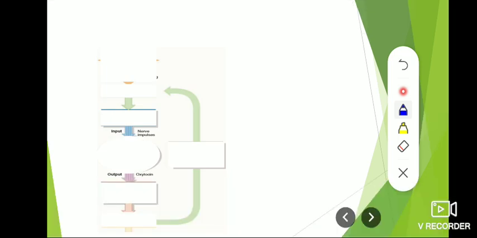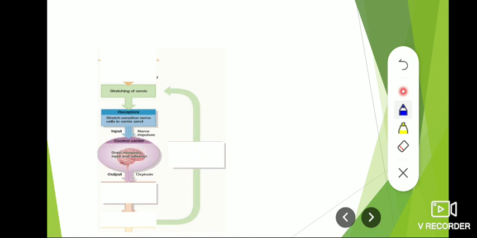Now second, we'll take one more example, stretching of a cervix. This is a stimulus. Now stress receptors are present in the cervix. Center is again in the brain, in the posterior pituitary gland. Effector organ, muscles in the wall of the uterus, contracts more forcefully. There is a stretching and they are contracting more forcefully.